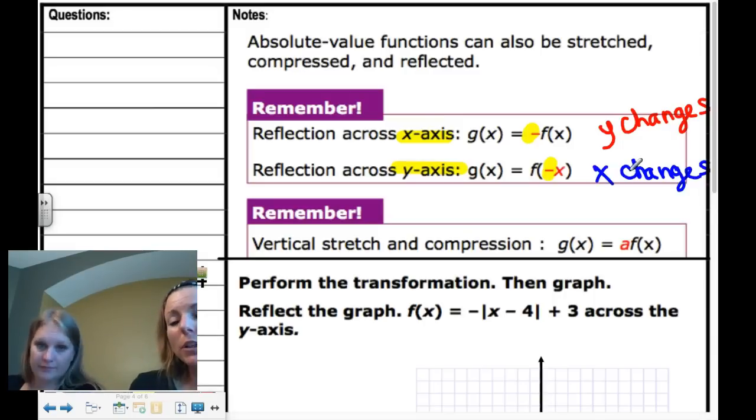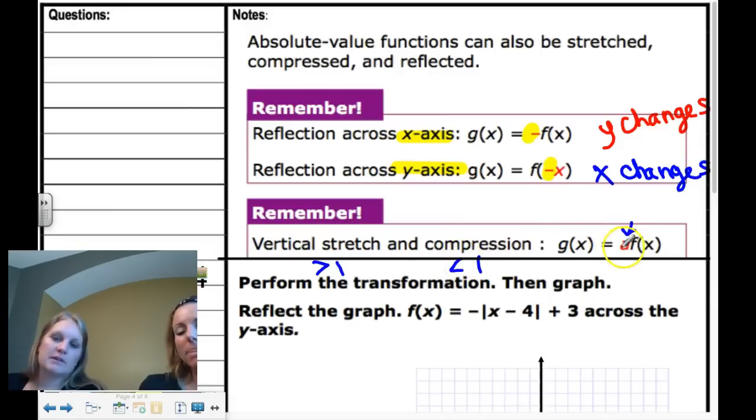And then one more little thing. When you're talking about a stretch or a compression, all that means is you have a number out in front of the function and you're multiplying everything by that number. A stretch is always greater than 1. A compression is less than 1. So if this number was 1/2, we would know it's a compression. If this number was 3, we would know it's a stretch.